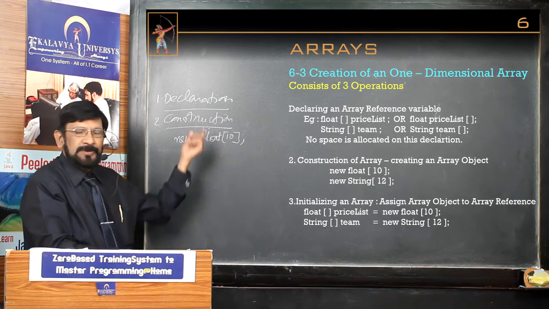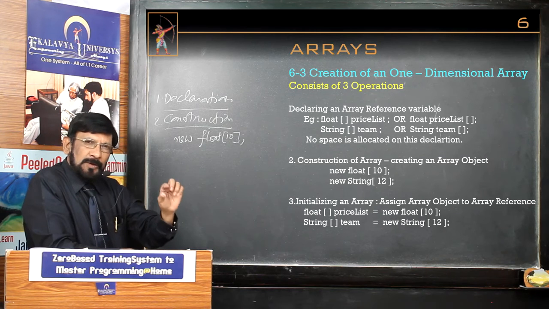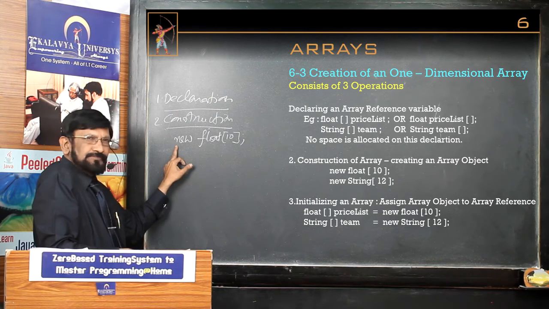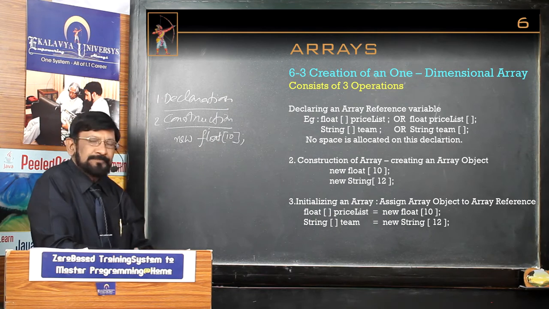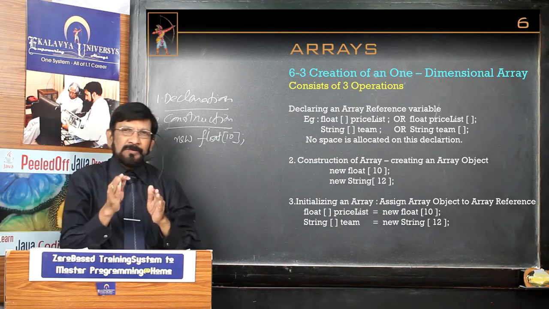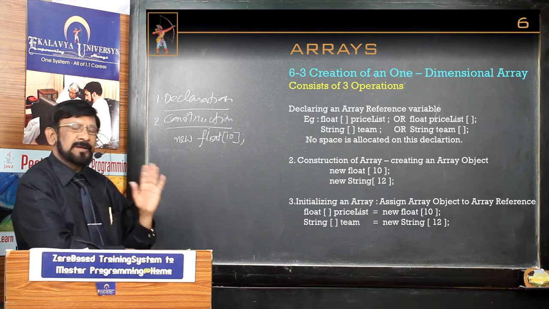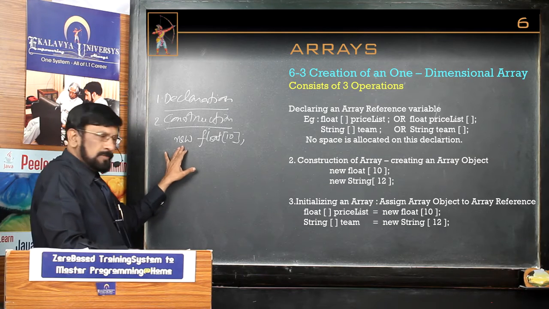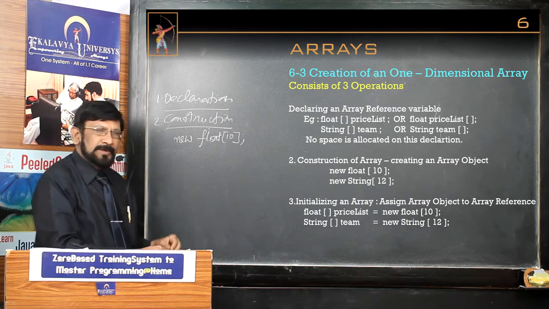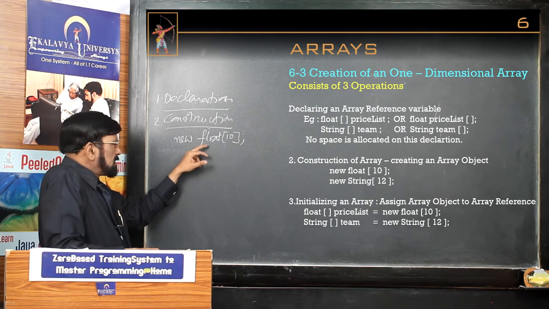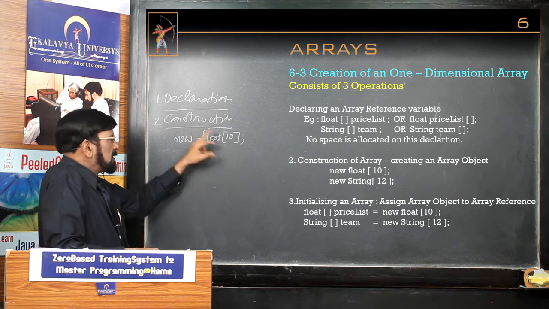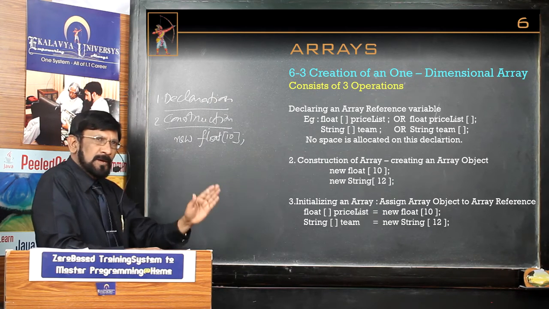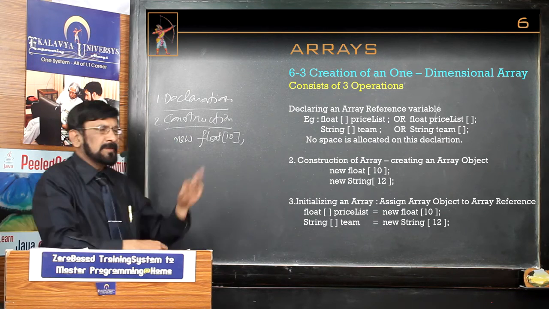In the pricelist, in the previous example, we want to store the price of 10 items. So new float[10]. You should not use the identifier here. New float[10] means the space required for 10 floats, the memory is allocated on heap. What is the job of new? New performs three jobs. One is it gets memory allocated on the heap. How much memory? 10 into float. Suppose float size is 4. 10 into 4, 40 bytes memory is allocated in a contiguous memory on heap.